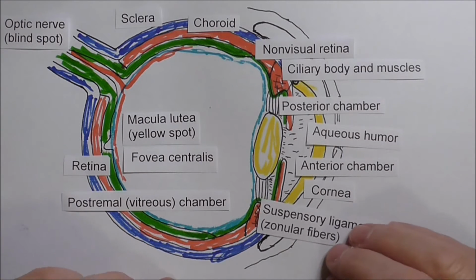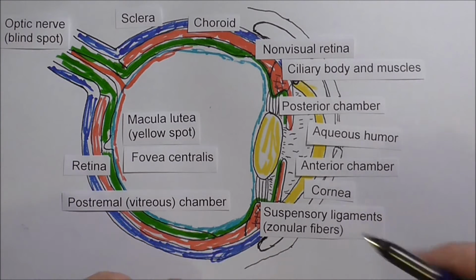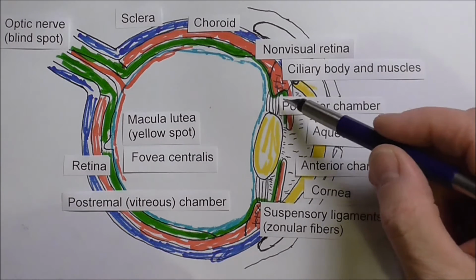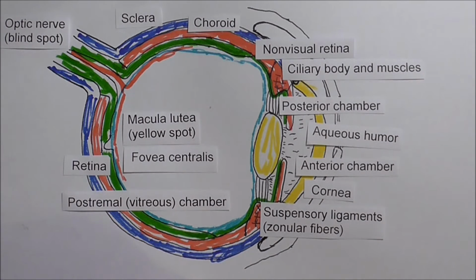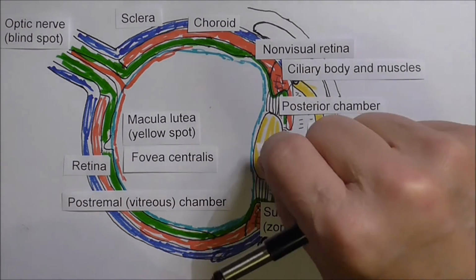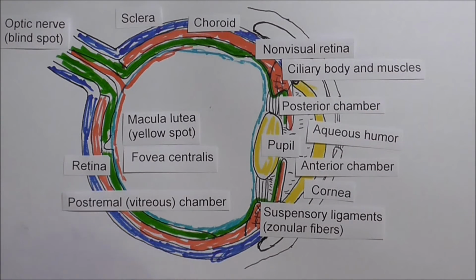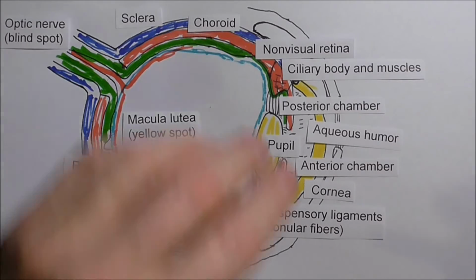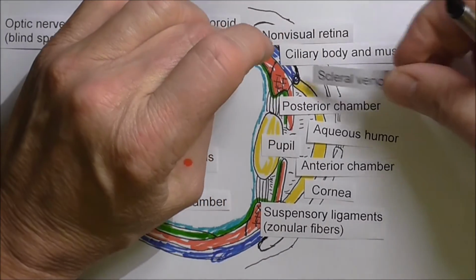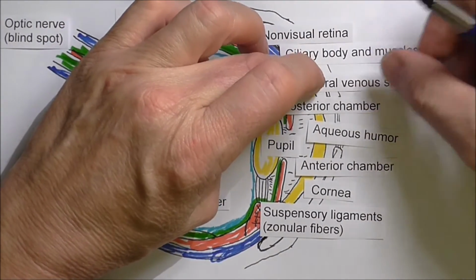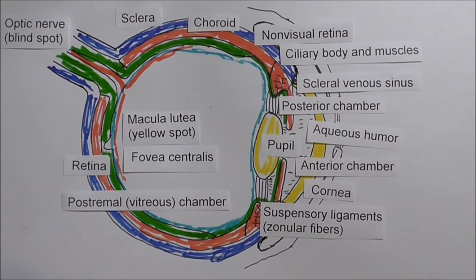Suspensory ligaments, here and here, holding the lens in place between the ciliary bodies. Pupils, the little gap at the front between the bits of the iris. Scleral venous sinus, draining away the aqueous humour.